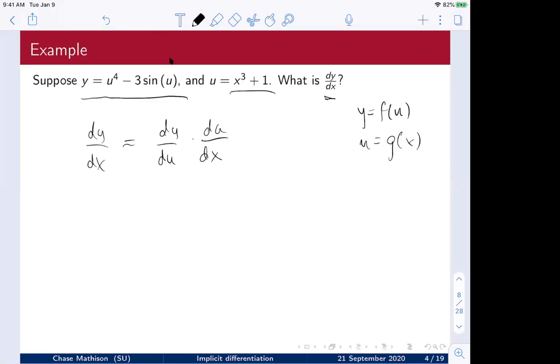All right, so dy/du. Well, this is just the derivative of y with respect to u, right? So what is that? What's the derivative of y with respect to u here?